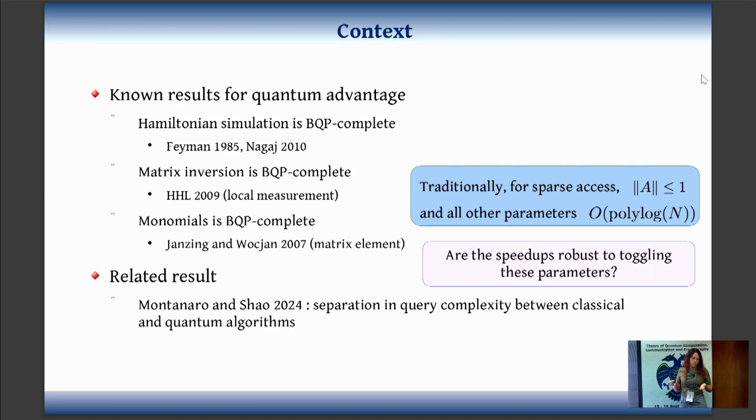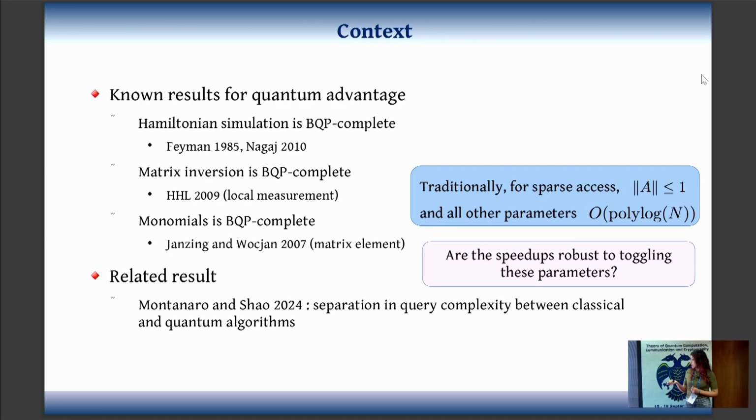And obviously, it's not the first time someone investigates something like this. So many results were known before. BQP completeness for Hamiltonian simulation, matrix inversion, and for monomials were known before, but in all of these cases, in restricted settings. So here we prove the same results, or not, for many different settings. And then we ask ourselves, what happens with these speedups? Do they remain when we toggle these parameters that I mentioned before?